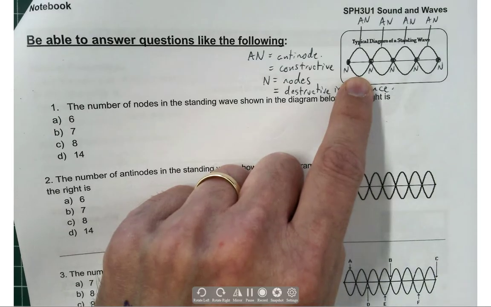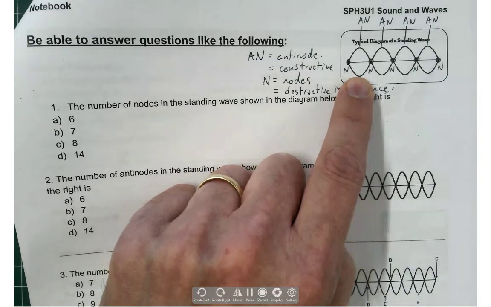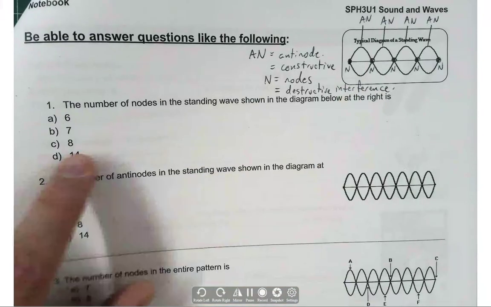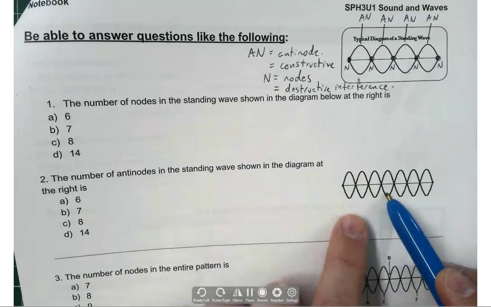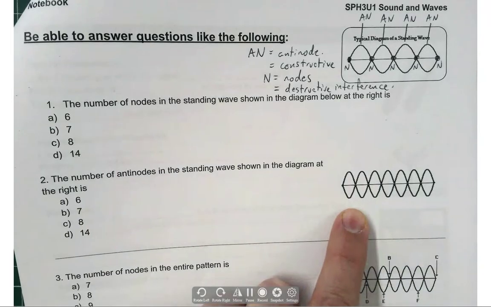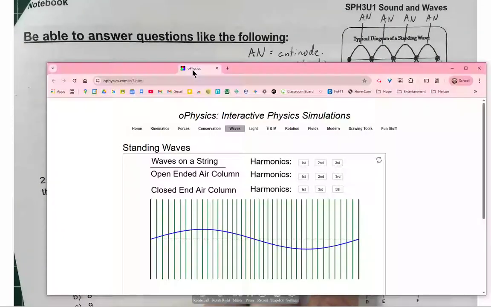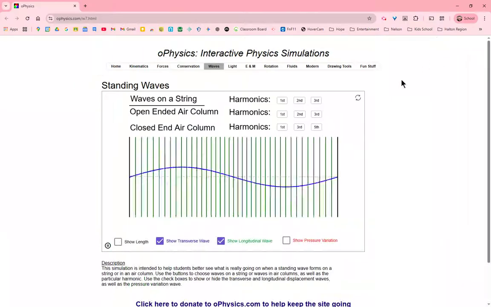Okay. So let's see. The number of nodes in a standing wave is shown in the diagram below. We're talking about this one here. How many antinodes would be in this diagram? Count it out. Why are the waves canceling out? Why? Well, you know what? Why are they canceling out? That's a good point. Let me bring this over, okay? Let's do this as a simulation just so we can see what these pictures mean, because I think that can sometimes be a trouble.